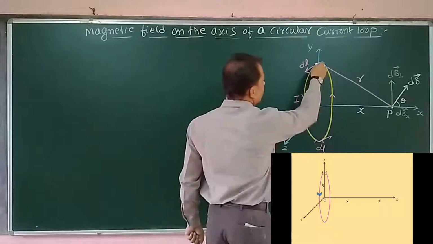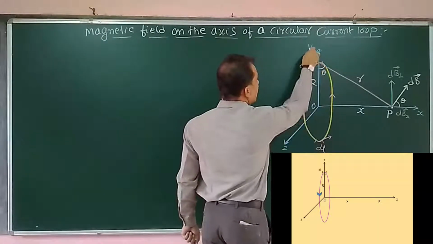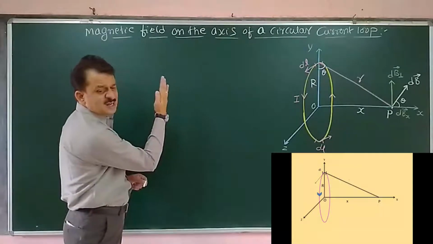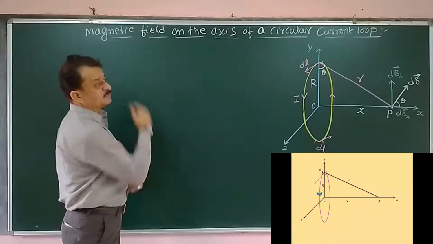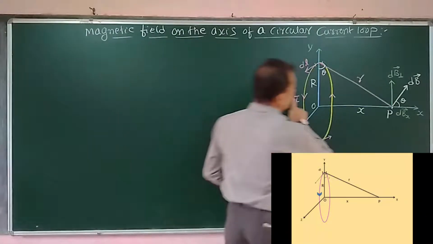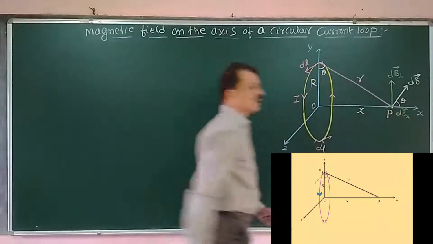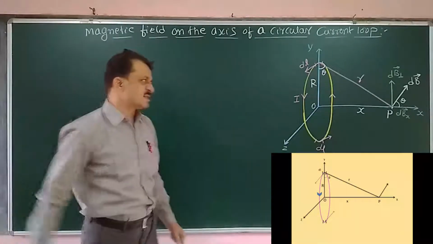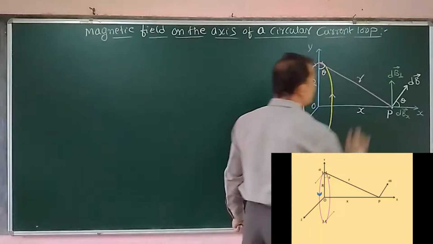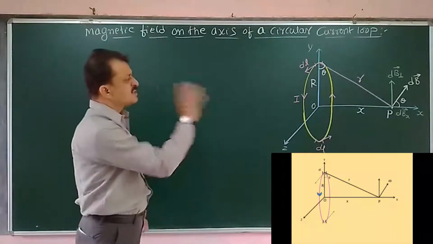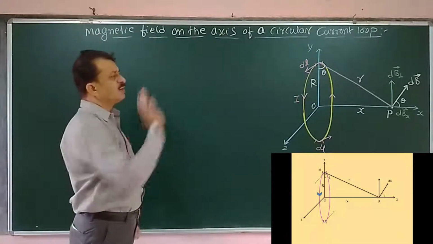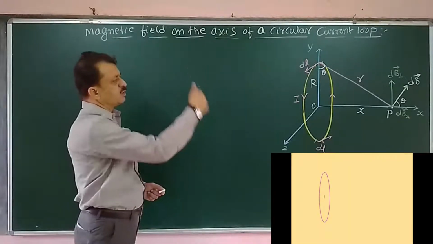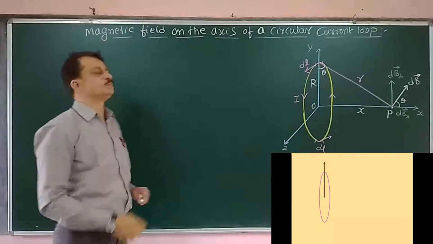Here we have taken the circular loop in the YZ plane. The circular loop is like this, in the YZ plane. And the axis of the loop is taken along the x-axis. On that axis, we are taking a point P, which is at a distance x from the center. Now we have to calculate the magnetic field at that point due to the circular loop.